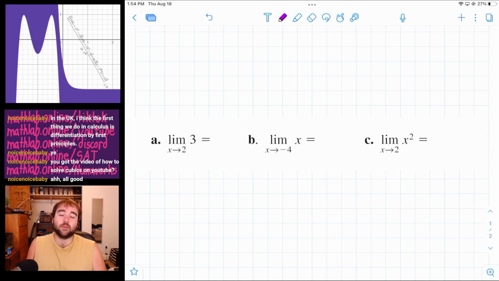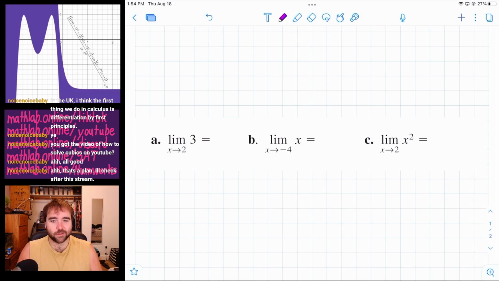All right, so let's solve some limits. So when it's just a simple limit like this, when it's not a piecewise function, if you can just plug in the x value and get the answer, then that's the answer.